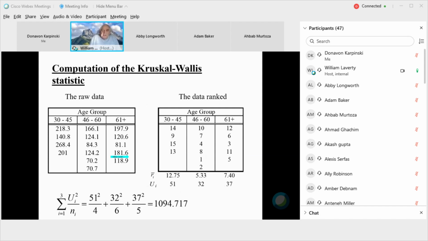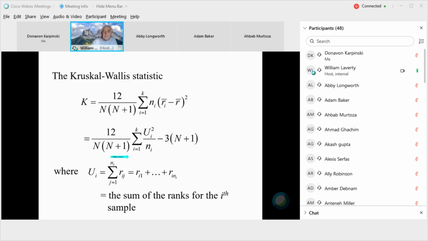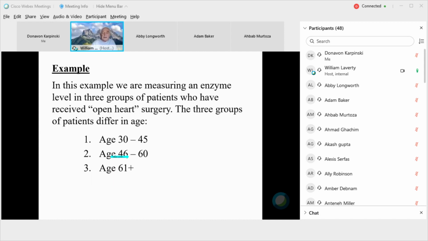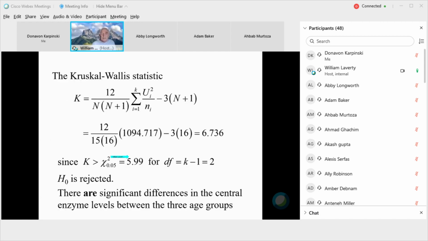So to find that out using the Kruskal-Wallis statistic, we'll use the computing formula. For that, I have to sum the total ranks for each sample squared divided by ni. So that's computed there. Then the Kruskal-Wallis statistic is that times 12 over N times (N plus 1). N was equal to 15. That's 6.736.